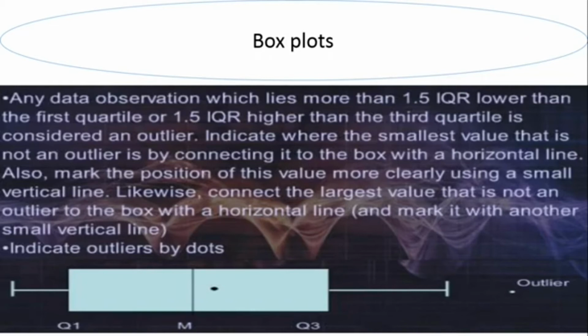Indicate the smallest value that is not an outlier by connecting it to the box with a horizontal line. Also, mark the position of this value more clearly using a small vertical line. Likewise, connect the largest value that is not an outlier to the box with a horizontal line, and mark it with another small vertical line. Indicate outliers by dots. So you have one outlier, which is a value that is 1.5 times higher than the interquartile interval.